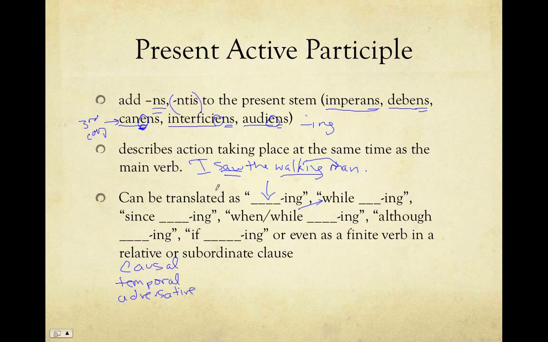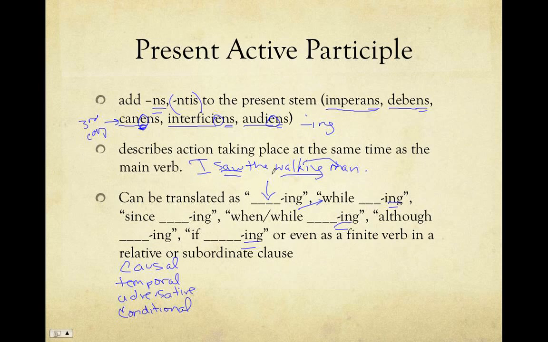Although he was walking, I saw the man. Or we can even do it as a condition. So we can give it a conditional sense. If the man is walking, I saw him. And what's important is that these -ings, these are all English participles, but we can translate this as a finite verb in a relative or subordinate clause.